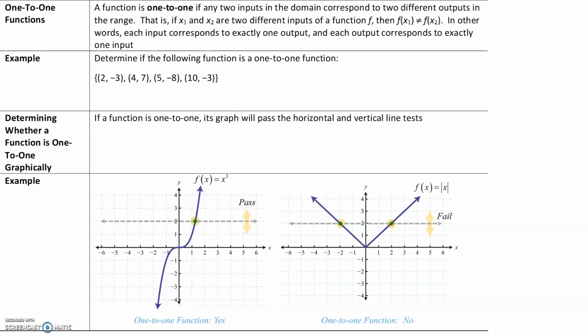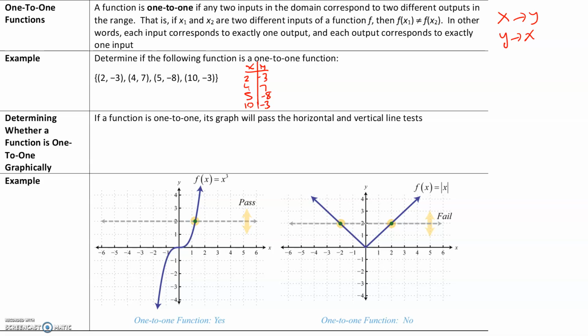Now, a function is a one-to-one function if it goes both ways. In other words, each x can only have one y, and each y can only have one x. So every x is paired up with exactly one y, and every y is paired up with exactly one x. That makes a one-to-one function. For example, we have 2, negative 3, we have 4, 7, we have 5, negative 8, and we have 10, negative 3.